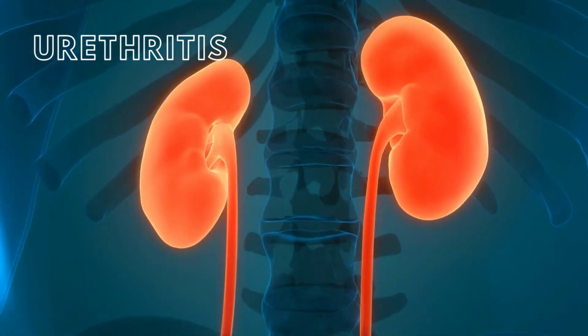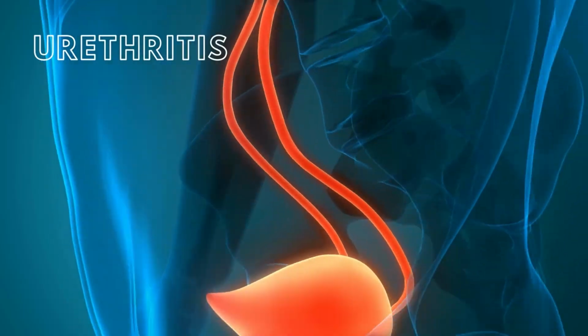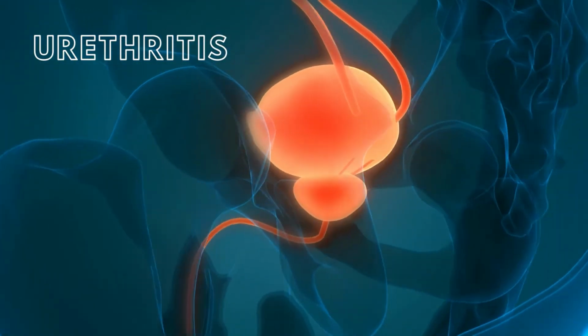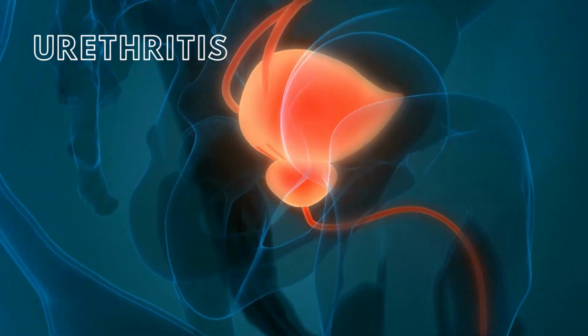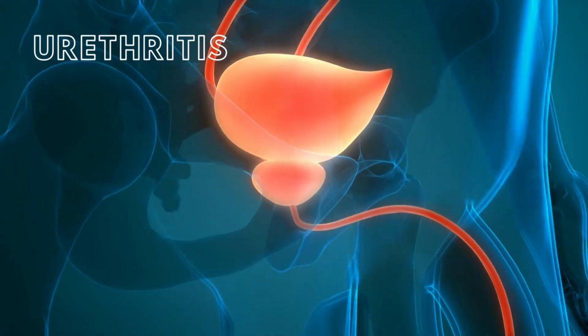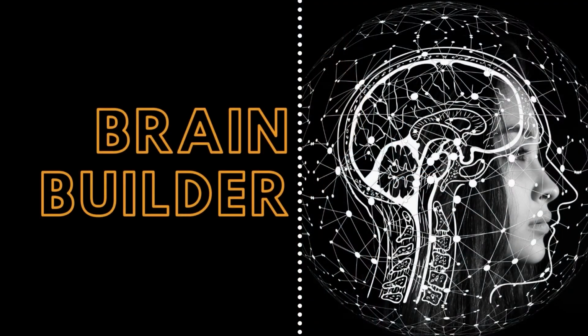Urethritis is preventable and curable. However, if urethritis is left untreated for a prolonged period of time, it can lead to permanent damage to the urethra, as well as other pelvic organs, especially in females. Finally, let's take a look at a patient example.